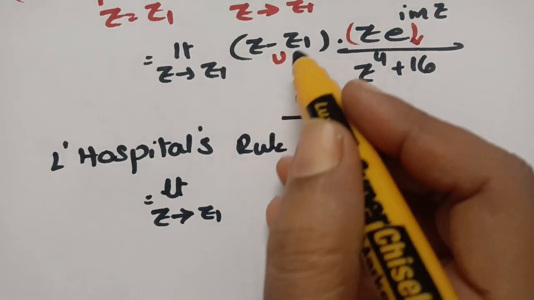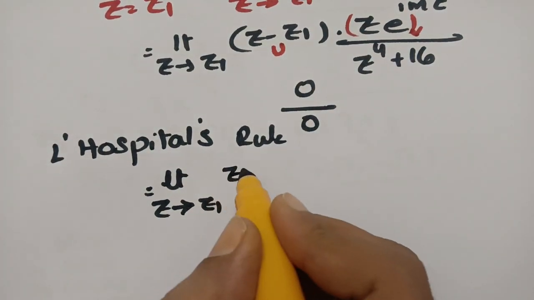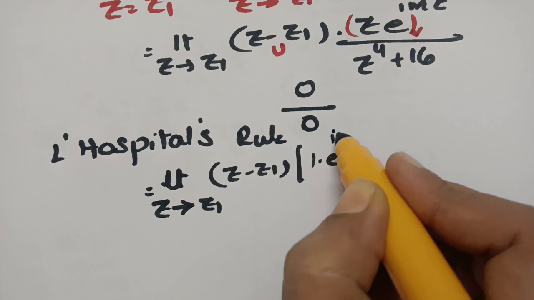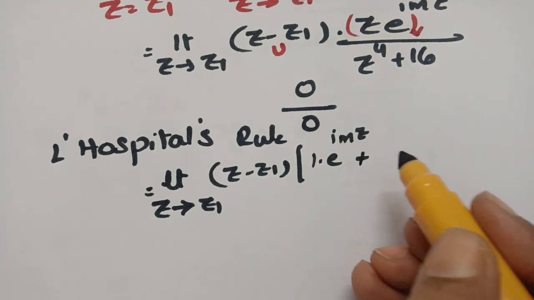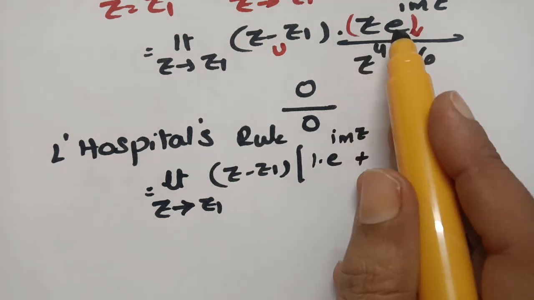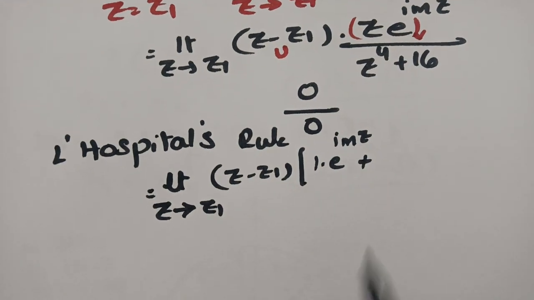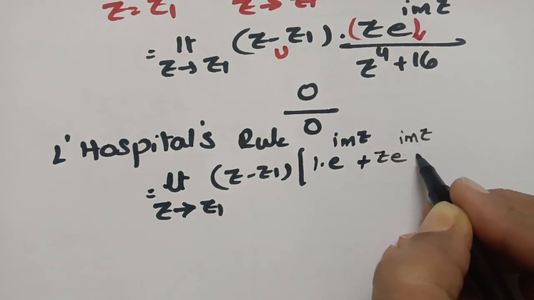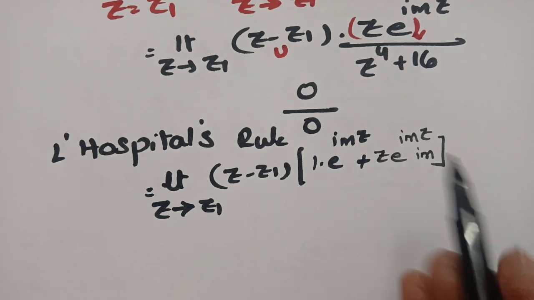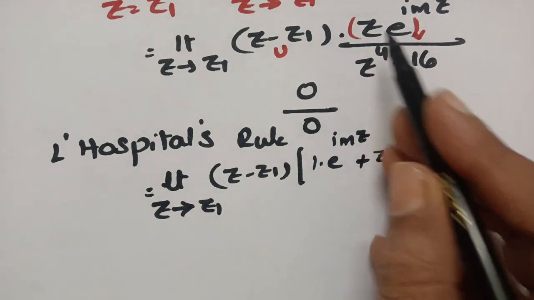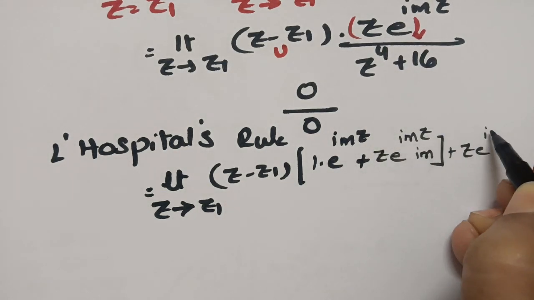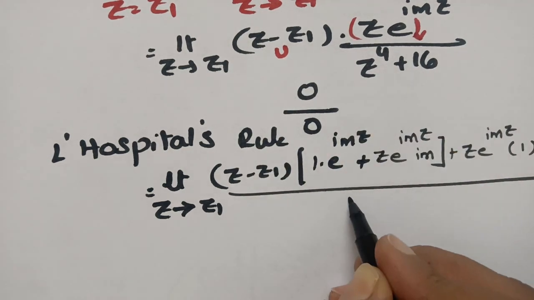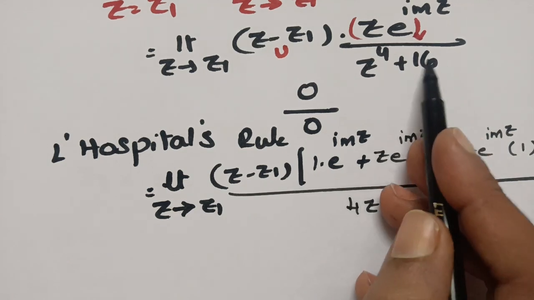As you know, when making the derivative, I leave u as it is, that is z minus z1, and I make a derivative for this one: for z this is 1 times e^(imz). Next, I leave z and differentiate e^(imz), so this will be e^(imz) and for z this is 1, and im remains. Then the derivative of the denominator is 4z cube, and this value is 0.